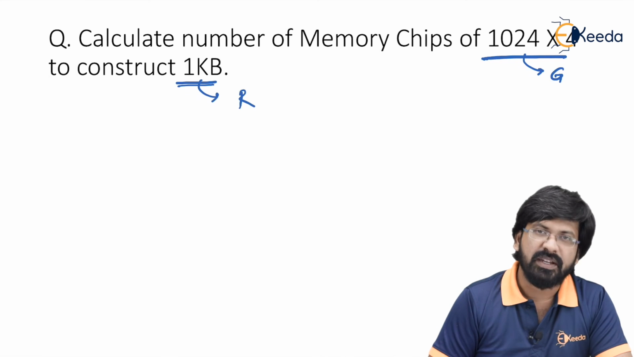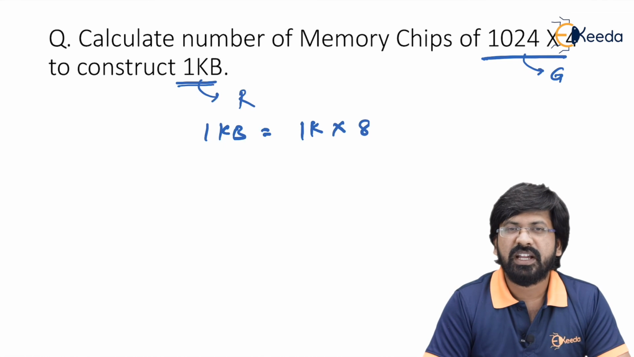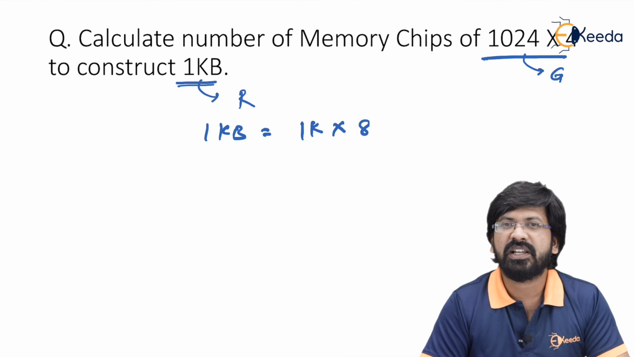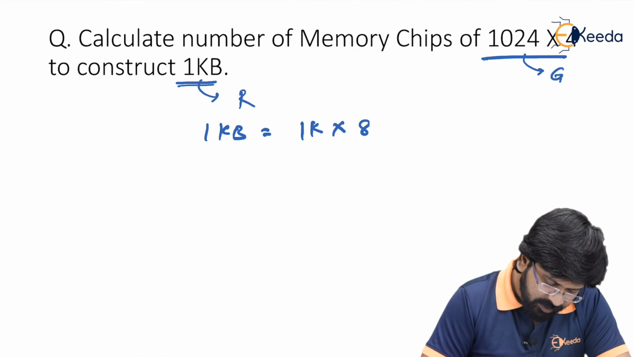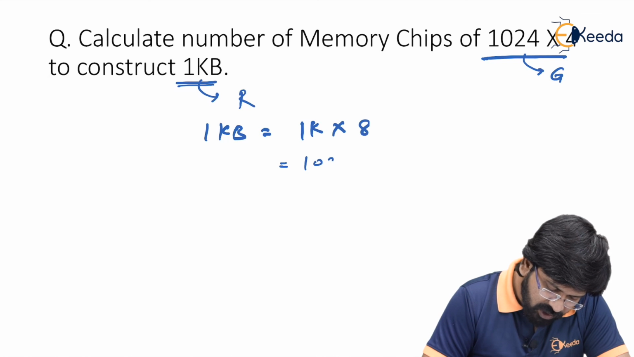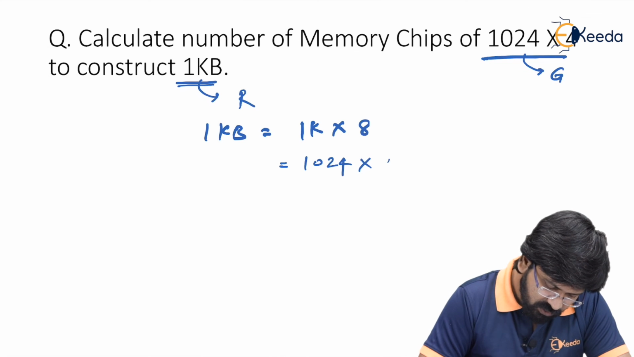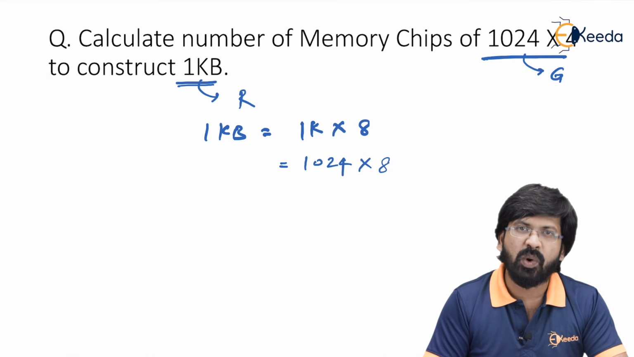What is meant by 1 KB? 1 KB means, can I write this as 1K into 8, where 1K indicates 1K locations, that the number of locations is 1K, and 8 indicates the number of bits available in every location, or the size of every location in bits. So this is 1K cross 8. Remember, 1K means 1024 because we know that 2 raised to 10 is nothing but 1024. So this is actually 1024 cross 8. So what is given is 1024 cross 4, but what is required is to construct 1024 cross 8, right?